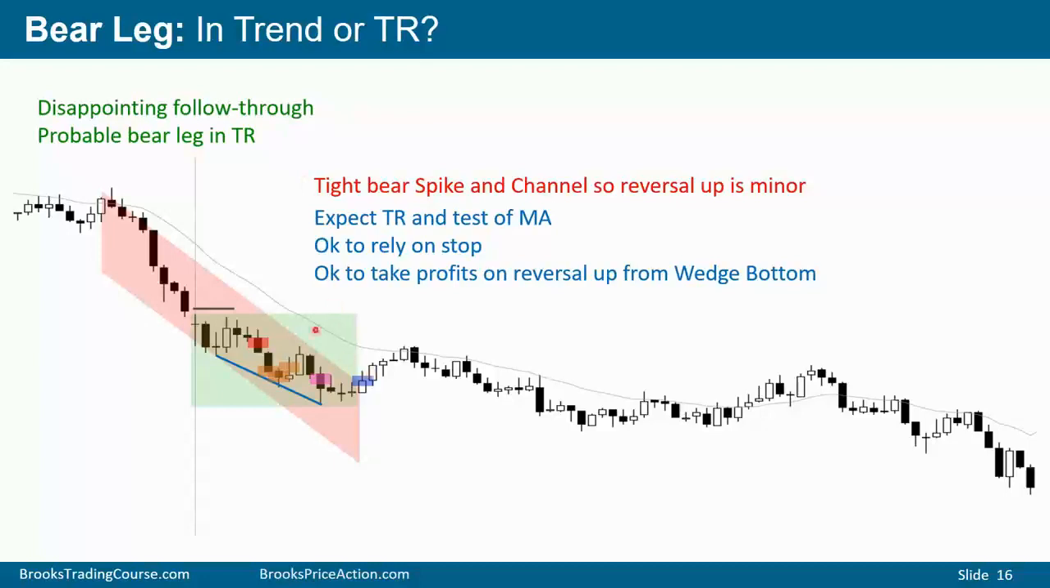We're getting a bull breakout above a bear channel. The odds are we're going to go sideways. Can you buy above the high of this inside bar? I think it's not a very high probability buy because the channel down is so tight. It's okay to take profits on shorts.